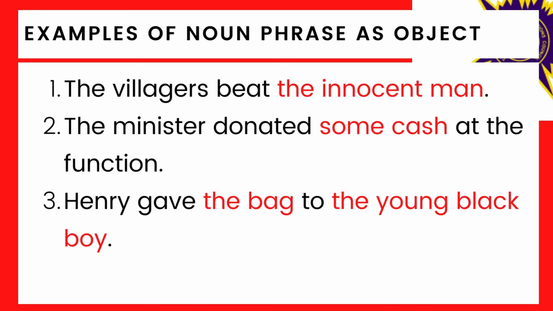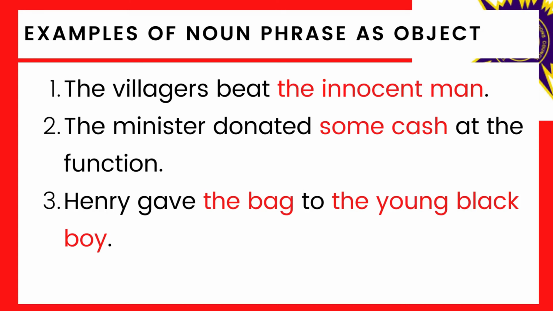Henry gave the bag to the young black boy. Our noun phrase in focus is the young black boy. The action in the sentence is gave. But we clearly see that Henry's action of giving the bag affects two things in the sentence. It affects the bag and then the young black boy. So we can say that the young black boy is an object in the sentence. But is it a direct object or an indirect object?